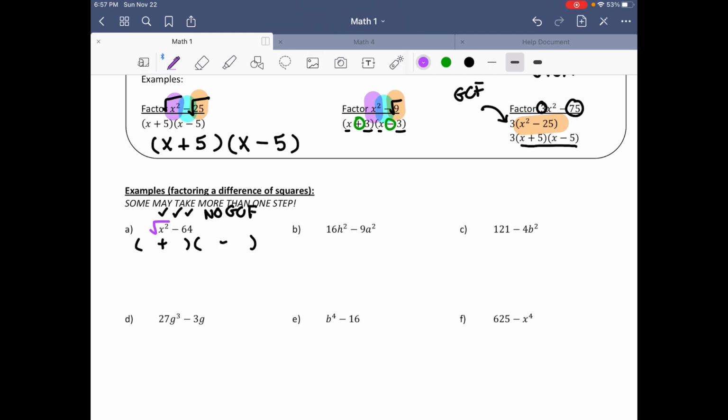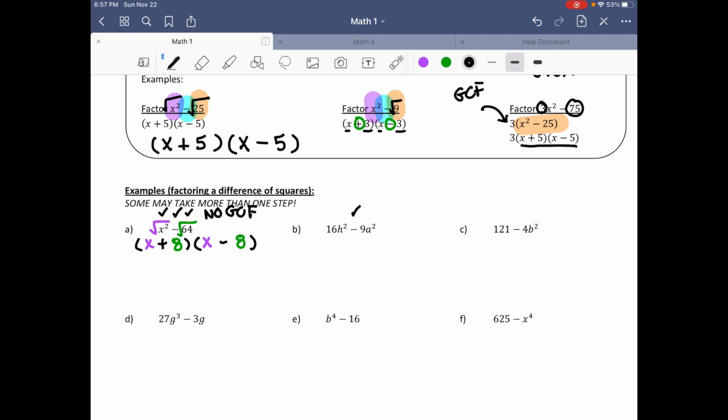I'm going to take the square root of x squared, which is just going to be x and x. And then I'm going to take the square root of 64, which is going to be 8 and 8. Now, if I were to multiply this back out, it would give me x squared minus 64. So again, we're undoing multiplication. All right, so look at the next example.